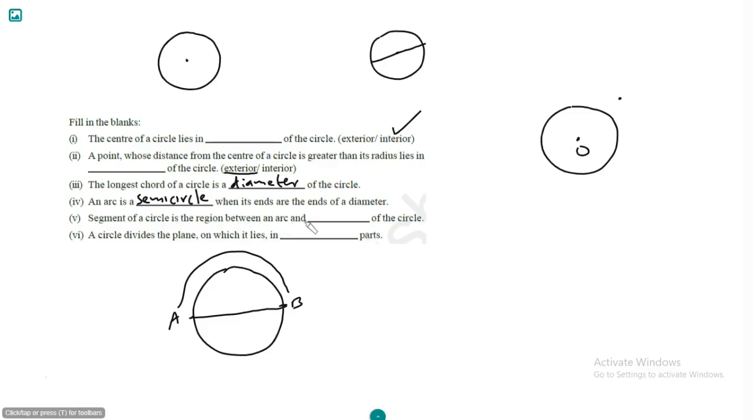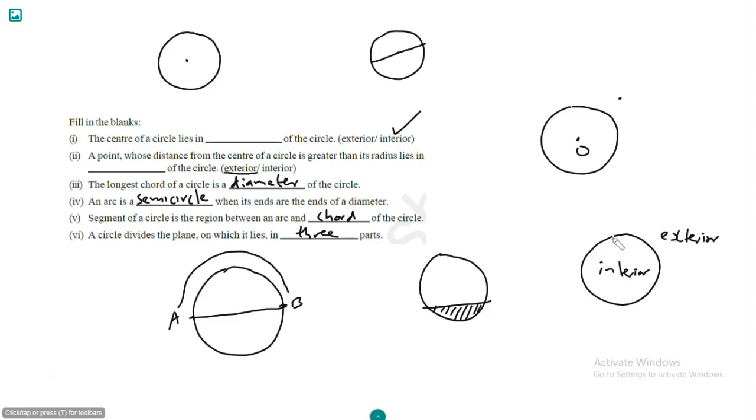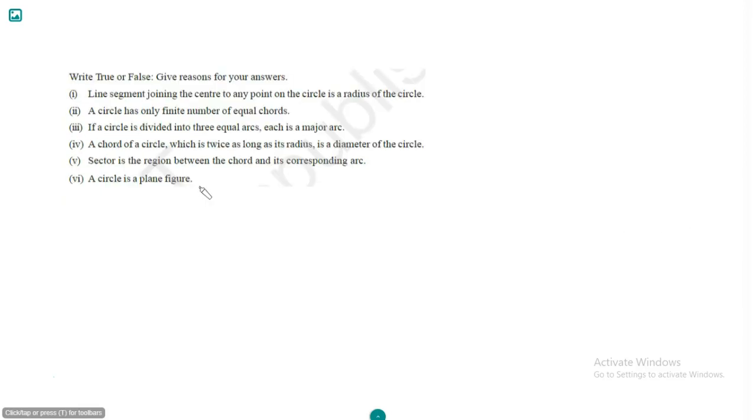Segment of a circle is the region between an arc and dash of the circle. So if you recall the earlier discussion, segment is the region between an arc and the chord. So if you have a circle, the region between the arc and the chord is the segment. A circle divides the plane on which it lies in three parts. So if you have a circle, the three parts are interior, exterior, and the circle itself, right? Look at a few more.